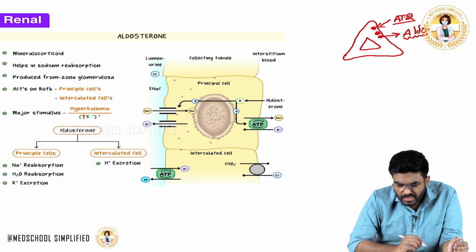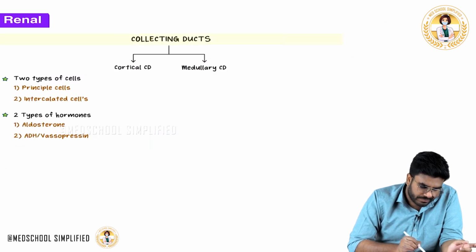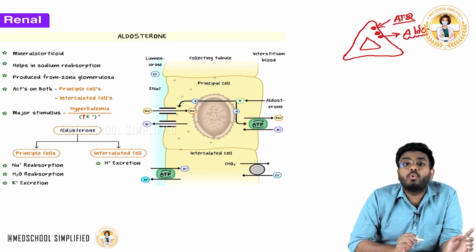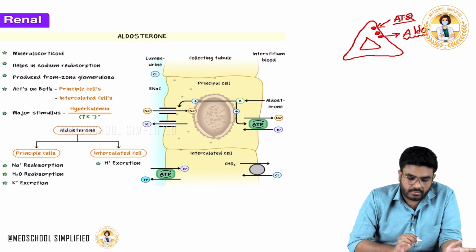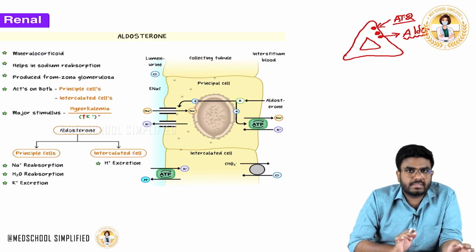Now, my question to you. Is this aldosterone going to act on principal cells or on the intercalated cells? We have seen this in the previous slide. This aldosterone will act on both principal cells as well as intercalated cells.